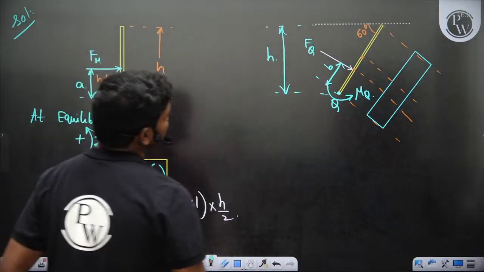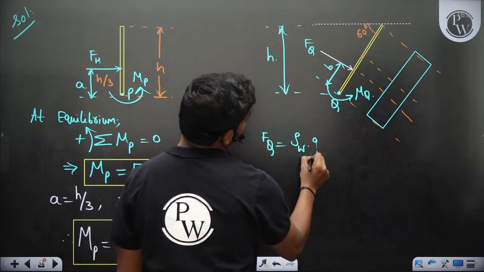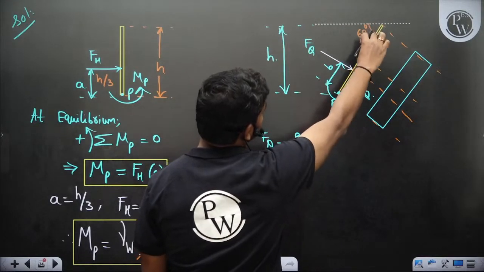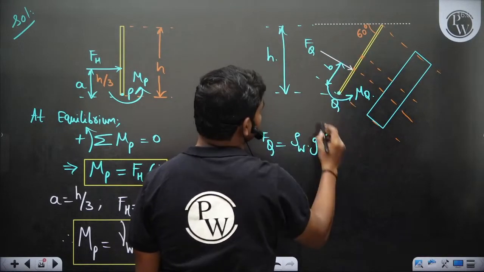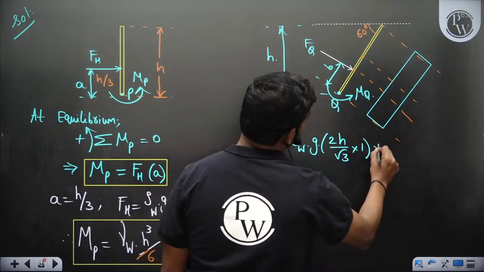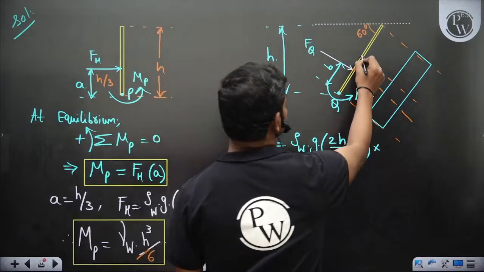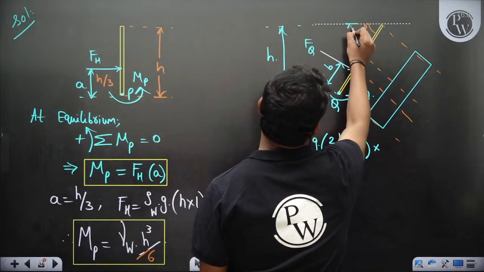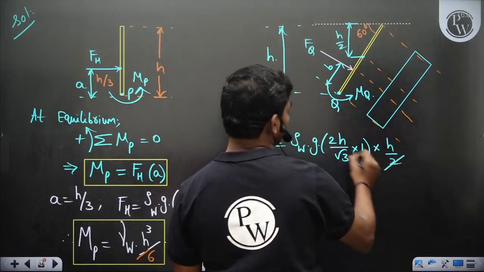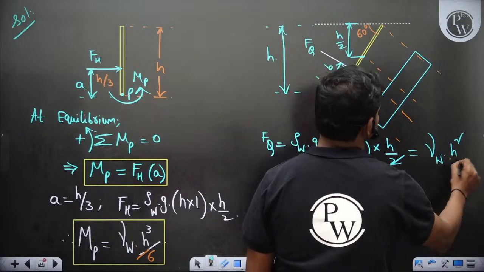So let's see, Fq is equal to rho w g area. So what is the area of the plate? If this is h and this is 60, then this length would be h by sin 60. So 2h by root 3 into 1 into the depth of centroid. Okay, so what would be this depth? So this depth would be definitely h by 2, undoubtedly. So h by 2. So 2 gets cancelled. So gamma w h square by square root of 3.